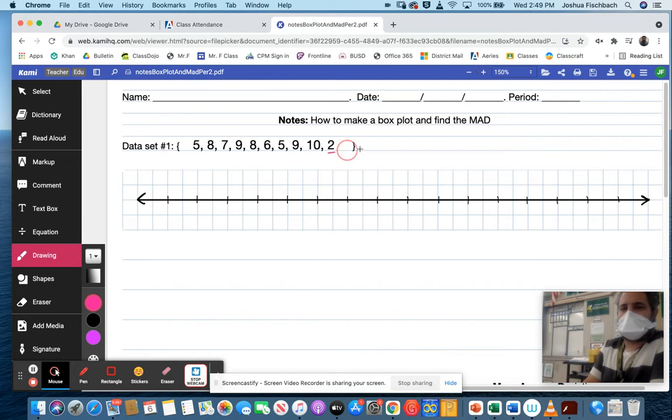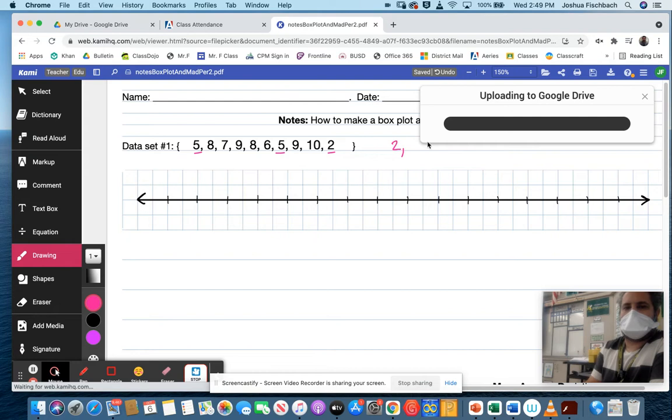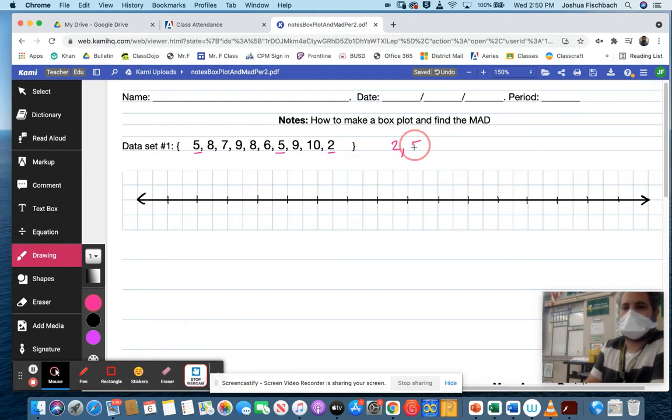So I see the smallest value is 2. The next smallest value looks to me to be 5. And there's 2 values that are 5. So I'm going to do those 2 5s. And make sure you don't lose any data. So even though you have 5 repeating twice, you still have to include it twice in your list. So 2, 5, 5. I see then 6.